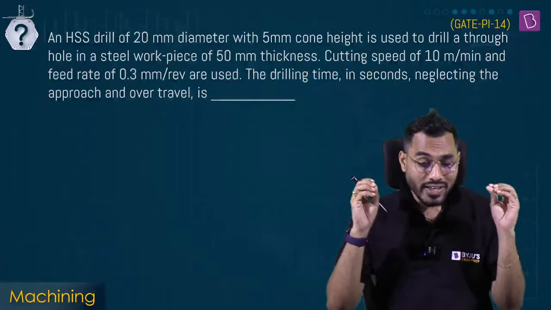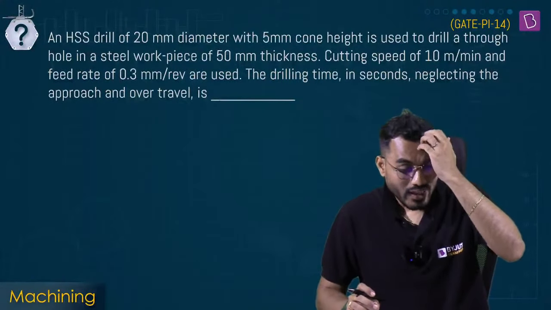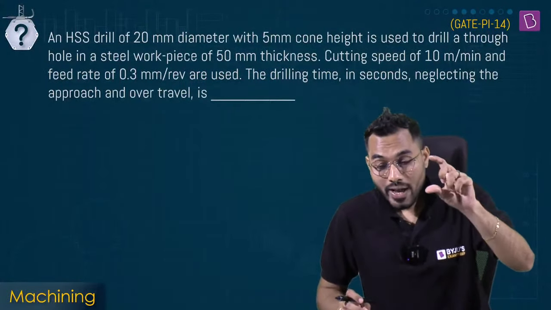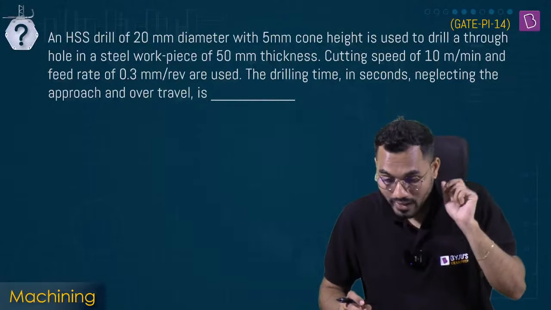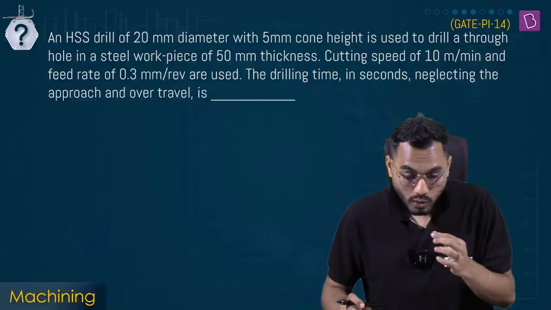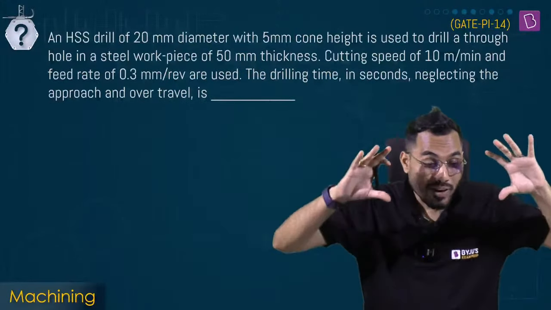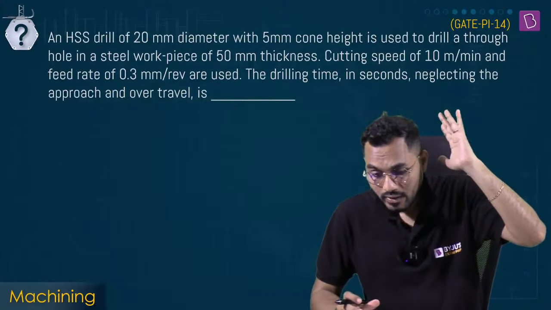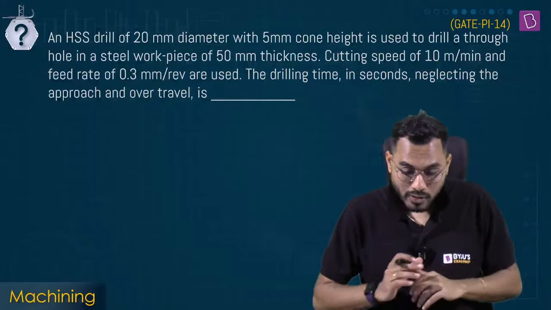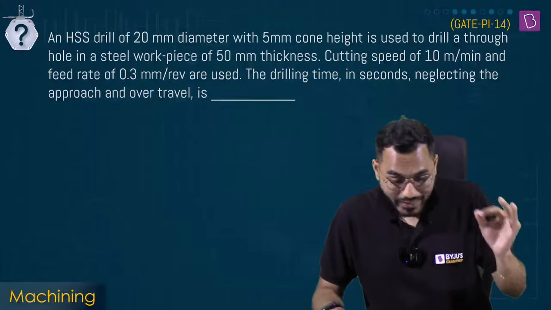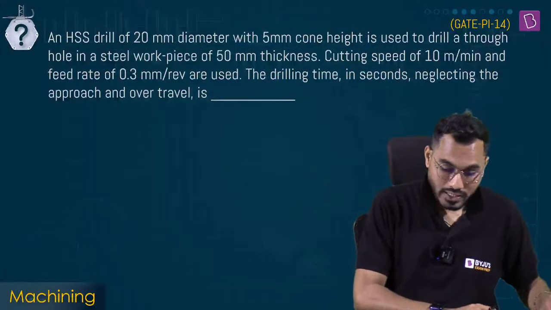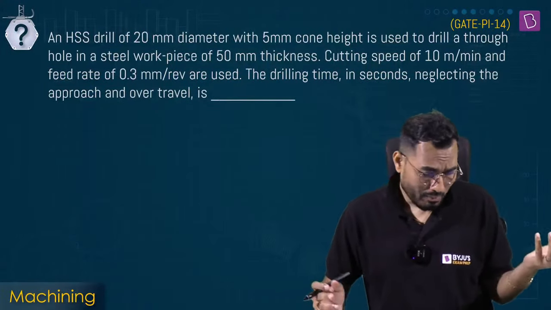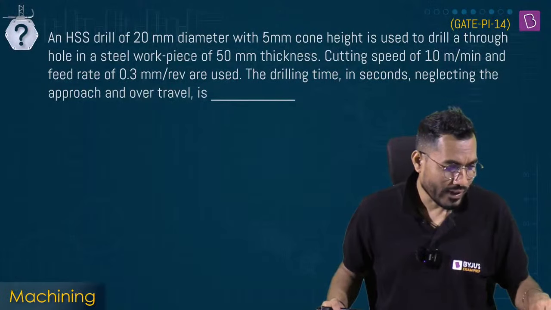An HSS drill, a high speed steel drill of 20 mm diameter, with a 5 mm cone height, is used to drill a through hole in a steel workpiece of 50 mm thickness. So there is one plate whose thickness is 50 mm. A cutting speed of 10 meters per minute and a feed rate of 0.3 mm per revolution is used. Find the drilling time in seconds, and neglect the approach and the over travel. Again, the approach and over travel are to be neglected. Right? Fine. Metallic plate thickness is 50 mm. Can you calculate the answer?